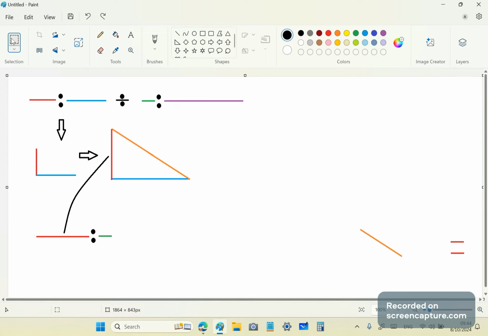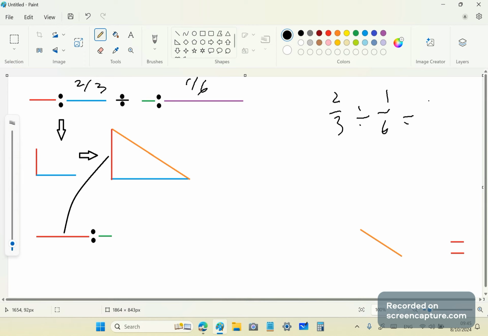So then you'll say, okay, what does this tell us? How does this explain division? Well, very simply this. What I didn't tell you is that this first ratio here is 2/3, and this is 1/6. So 2/3 divided by 1/6 is equal to 4, right? Because 2/3 is being measured by 1/6, isn't it?